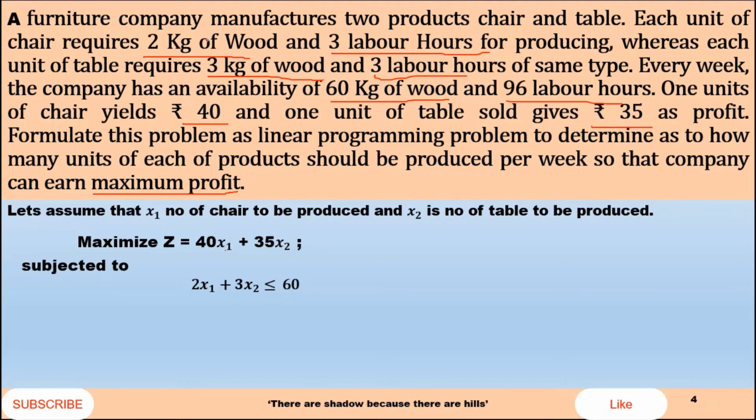Subject to linear constraints. Here there are 2 constraints. One is the availability of wood and the other is the availability of labor hours. So 2x1 plus 3x2 less than or equal to 60 indicates the amount of wood, and the next constraint is the amount of labor hours. Per week the company has only 96 labor hours, while per week the company has 60 kg of wood, right? So this is the formulation of an LPP.